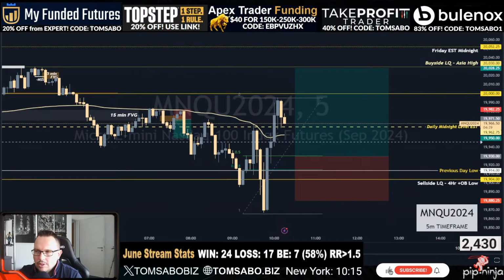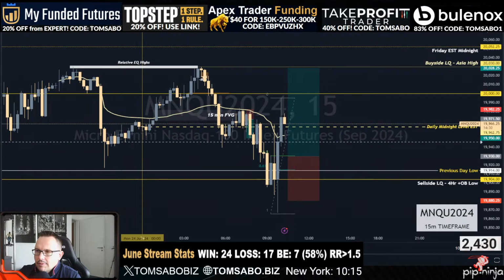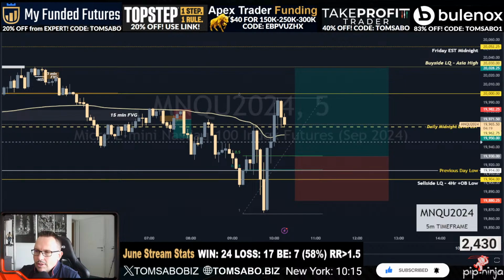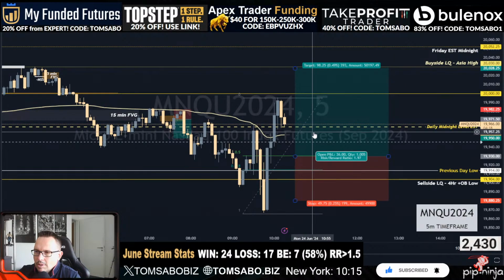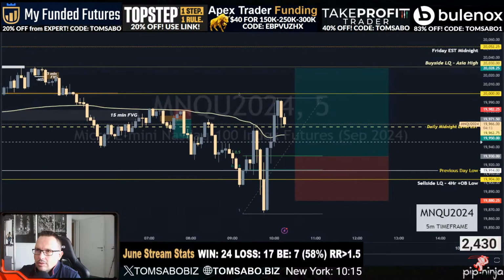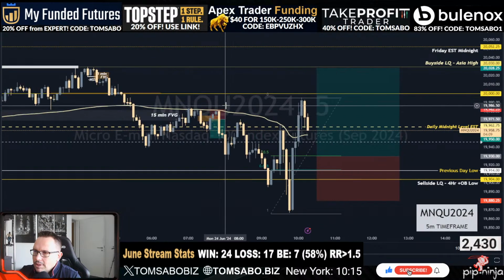It's a tough question what to do. 15 minutes shifted. But this one still needs some time to close. This one is coming back to the 5-minute gap. Gold still holding. I'm looking for equal highs up there.